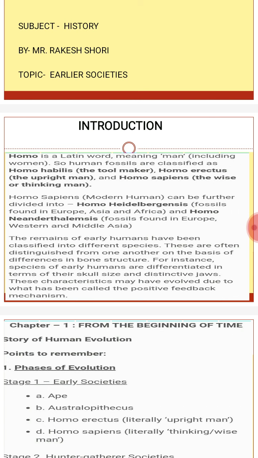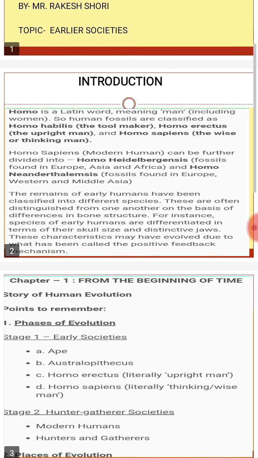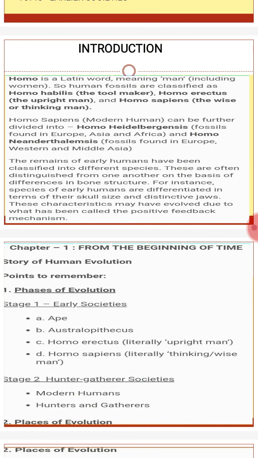Human fossils can be classified as Homo habilis, which means tool maker. Homo erectus means upright man, meaning one who stands in the right posture like today's man. Homo sapiens means the wise man, the modern man. These fossils are mainly found in Europe, Asia, and Africa.